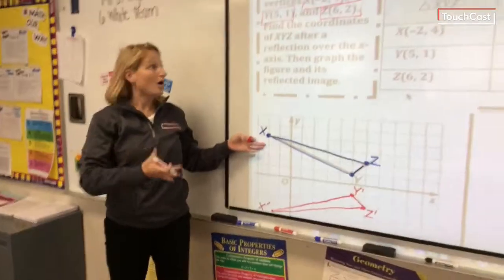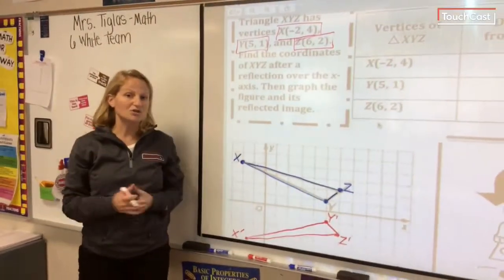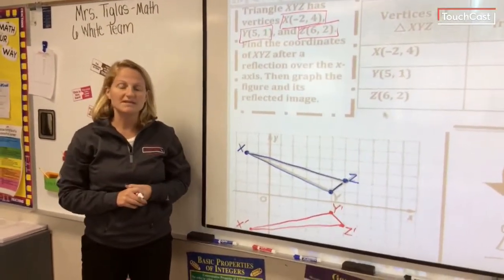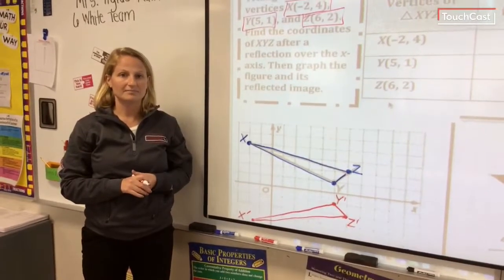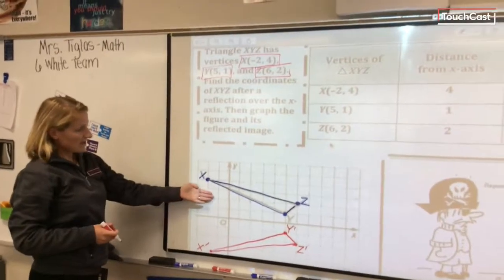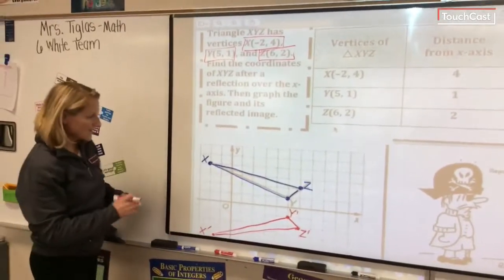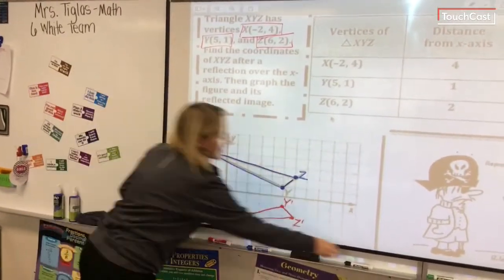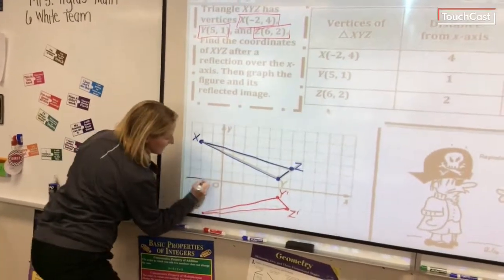So far, all we've done is graph the original image, which should be review and should be pretty easy for you to do. Perfect. Then what do you do next? So now we want to see what happens if we flip this over the x-axis. So remember, the x-axis is our horizontal axis right here.